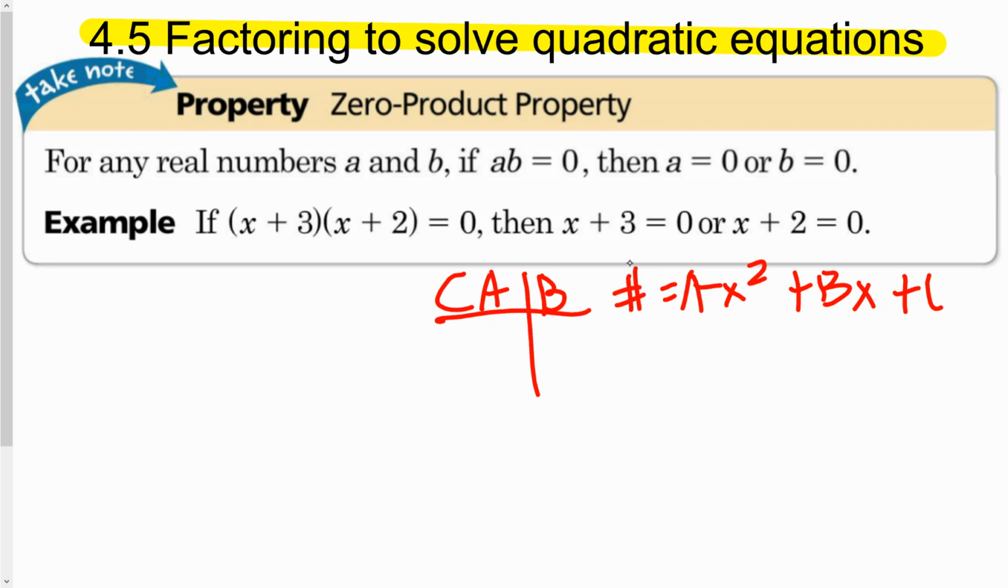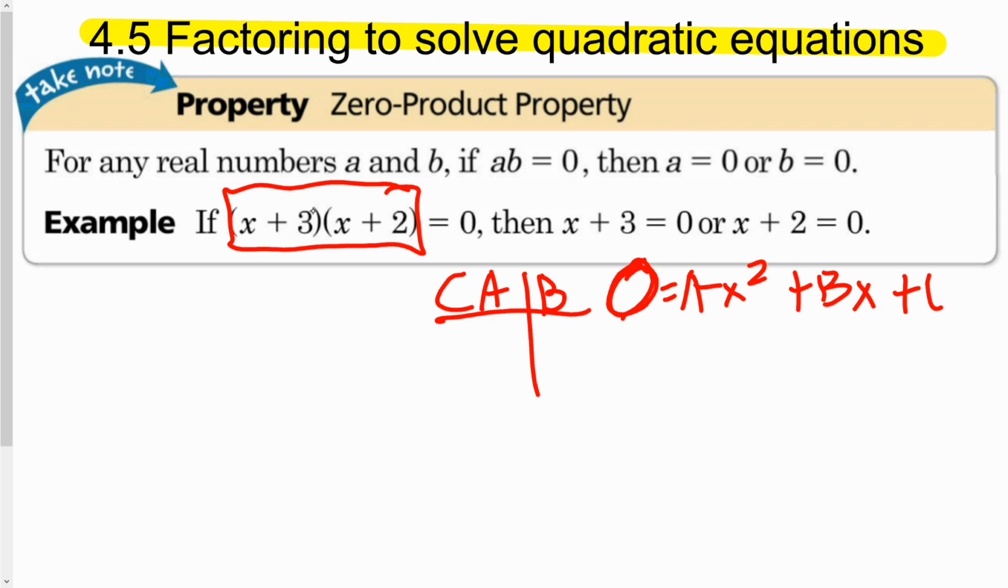So what we want to do first is get this number, if it's set equal to anything but 0, we want to get that to 0. So sometimes we'll have to subtract something or add something to both sides, depending on what that number is here. And then we'll get a 0 here. Okay? And then we're going to factor, and this is where the 0 property comes in. So remember our factors. Whenever we factor a quadratic expression from chapter 3, it looks something like this, where we have two sets of binomials, right?